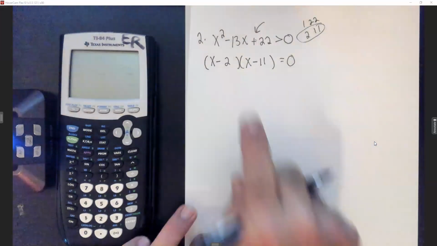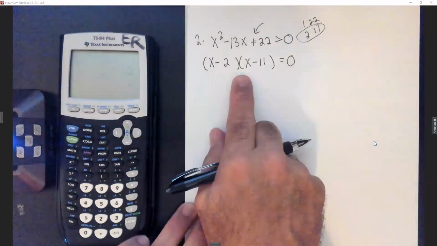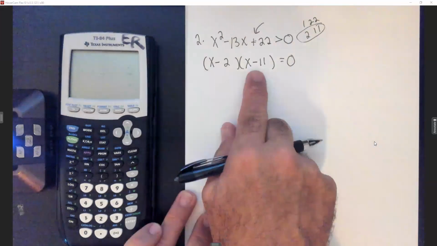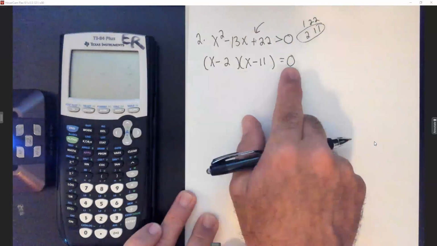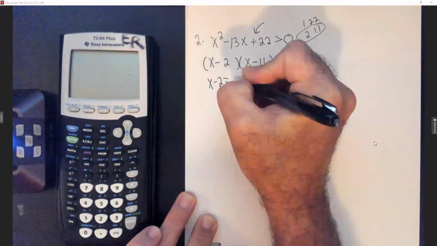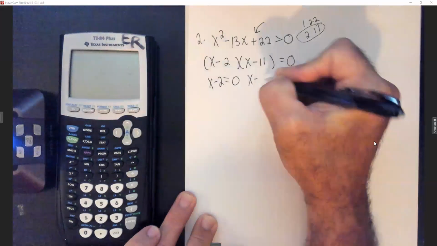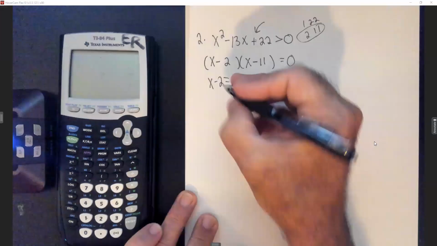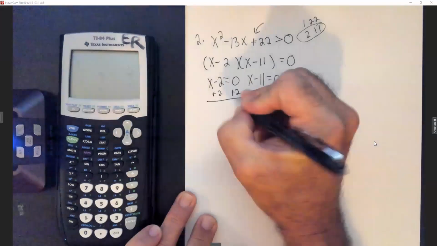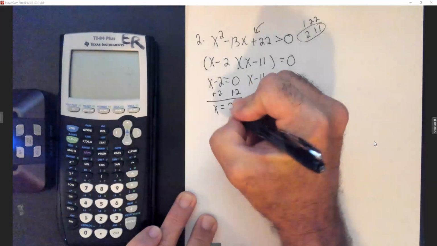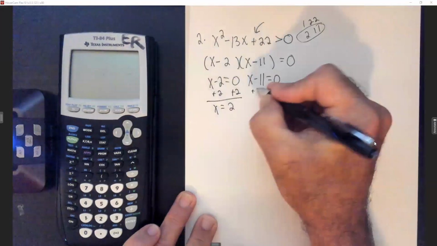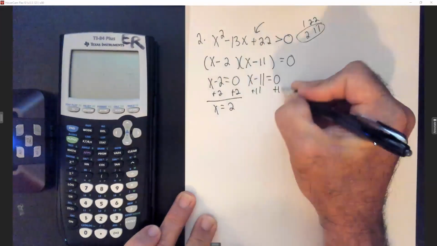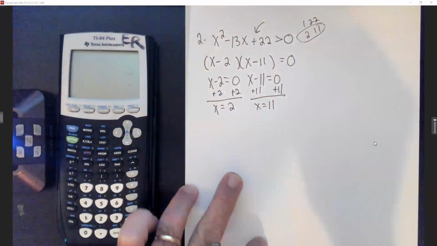All right, so now it's at the point where they gave me that problem number 1. I got 2 parentheses equal to 0. So set both of these equal to 0 and solve this. So the first one I'm going to add 2 to both sides. I get x equals 2. Second one, I'll add 11 to both sides. And I get x equals 11. So my answers are 2 and 11.